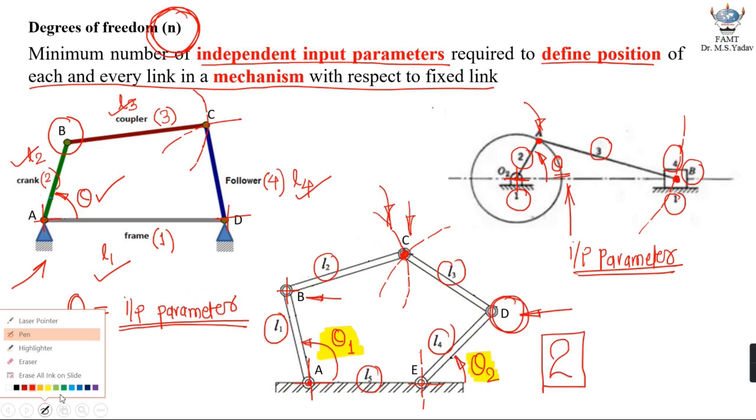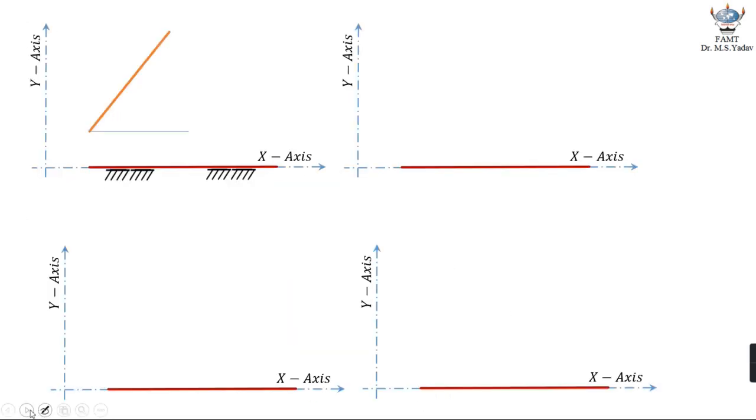Now with this discussion, let us try to generalize and obtain the expression for degrees of freedom. Now what you see on your screen is basically a rectangular coordinate system. Let me call this figure number 1, figure number 2, figure number 3 and figure number 4. Now in figure number 1, in a rectangular coordinate system, I have considered two links. Let me call this link number 1, which is a fixed link, and here is link number 2.